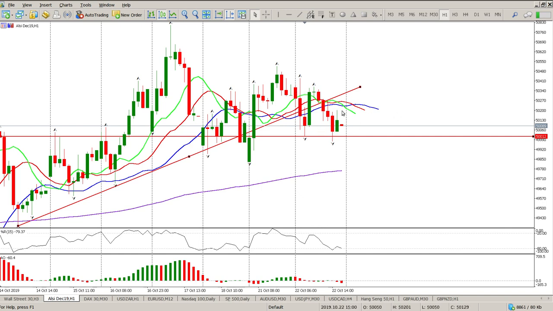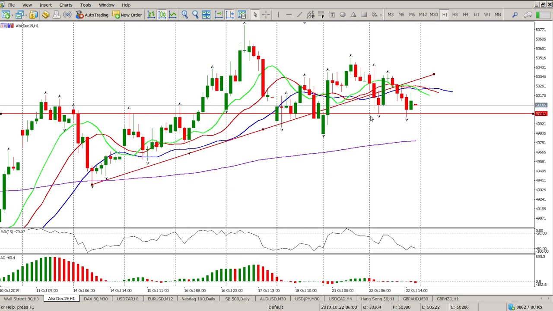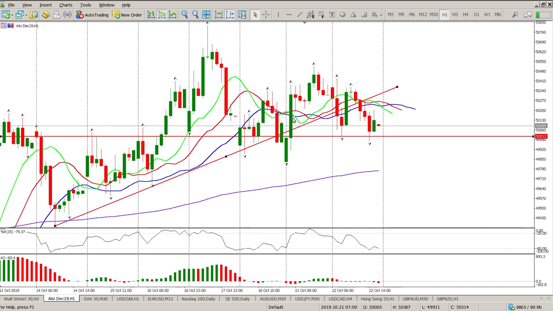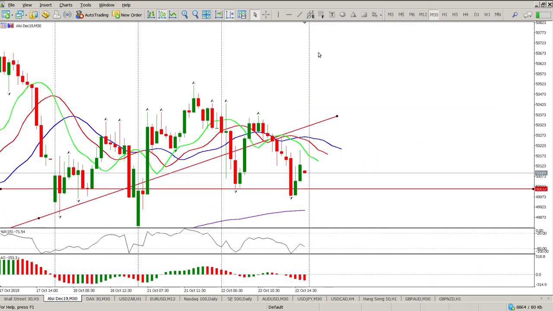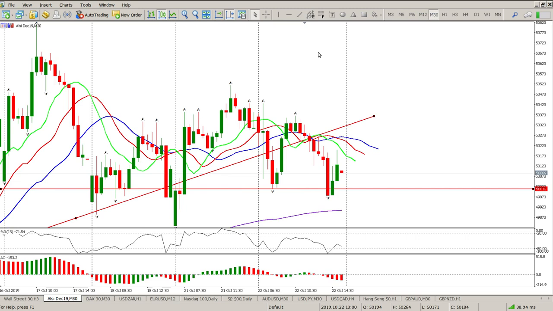But for me right now, the alligator is pointing down on the hour, and we are at this level here where there's been a lot of interaction, and I am anticipating a move to the downside. So I'm anticipating this as a head and shoulders. Let's just get right down to levels.